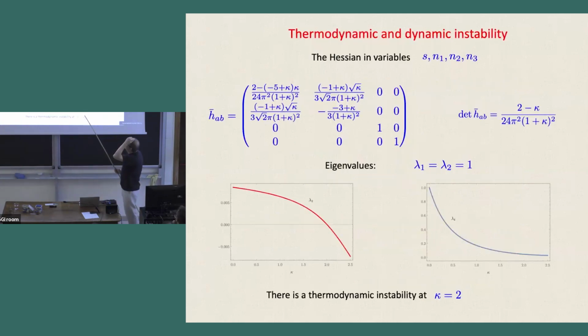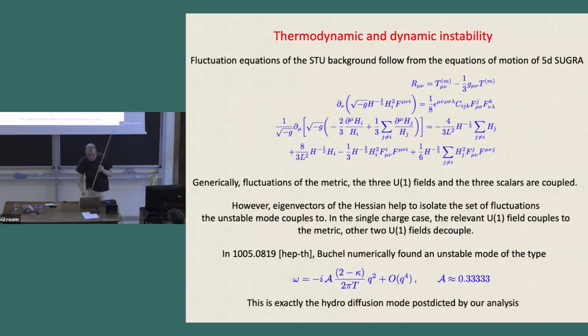So let's see what happens to our Hessian. The Hessian is explicitly written here. Its determinant is written here, so you can see that it changes sign at kappa equal to 2. And then you can also plot the eigenvalues. It's a 4x4 matrix. There are two eigenvalues which are equal to 1, and then there are two other eigenvalues. One of them changes sign, exactly at kappa equal to 2. So this is a characteristic of the instability of the Hessian.